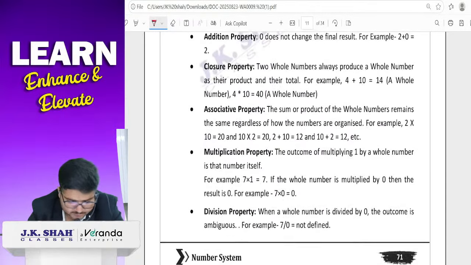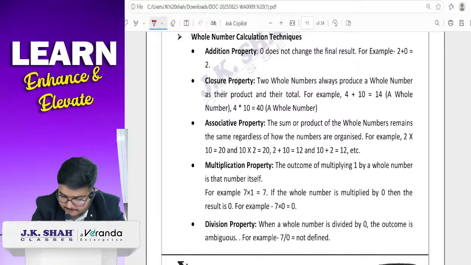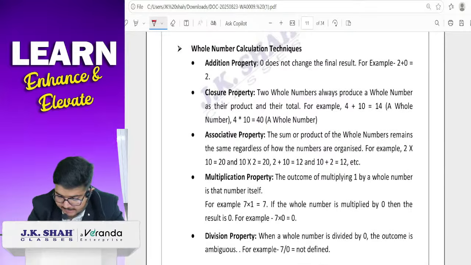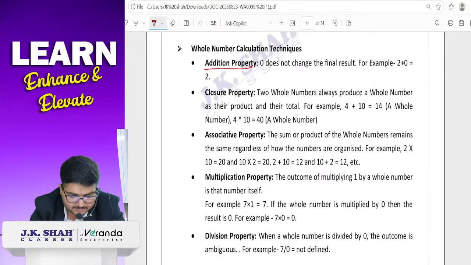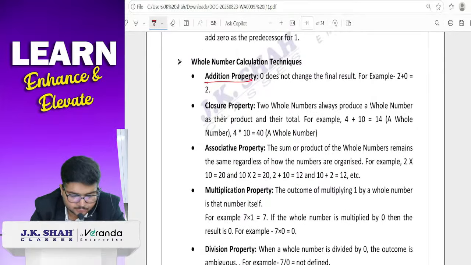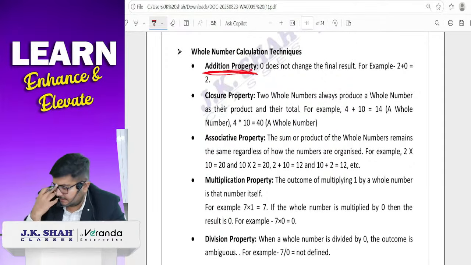Let us move forward to the properties of the chapter, right? Now addition property. What is addition property trying to tell you? Now what do you have to do with this property? You just have to learn the name of the property and the meaning of the property, what the property is trying to tell you.